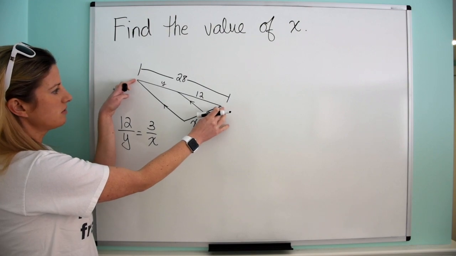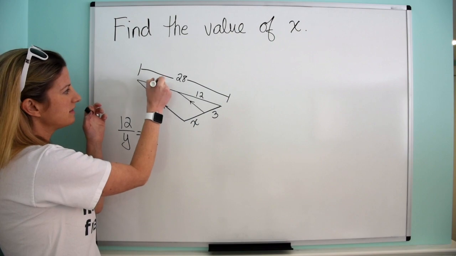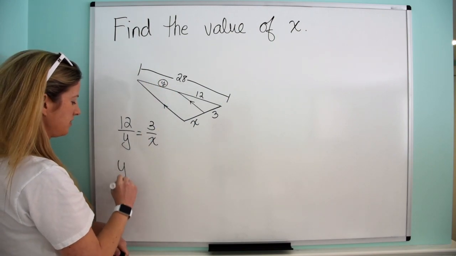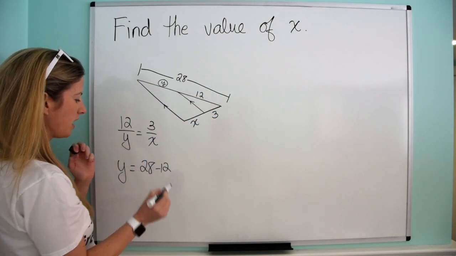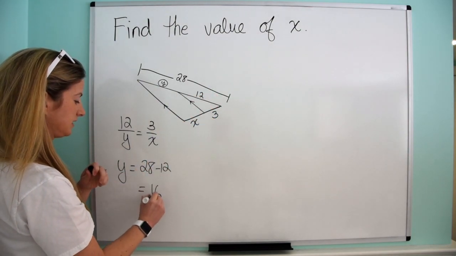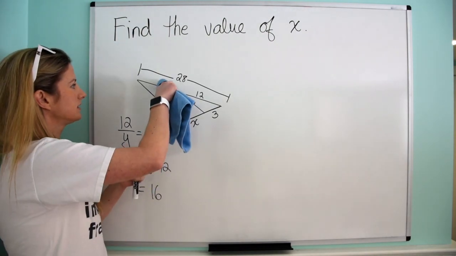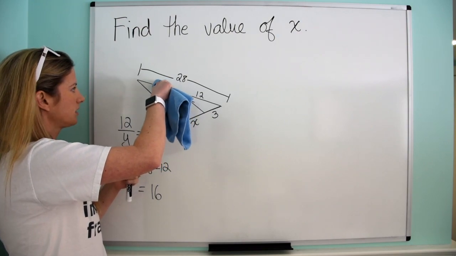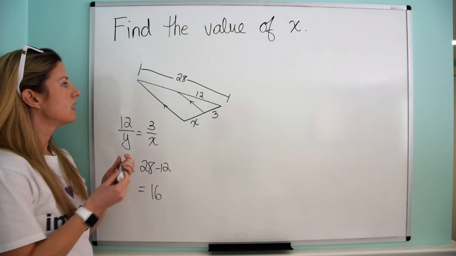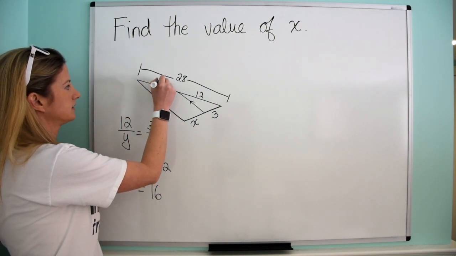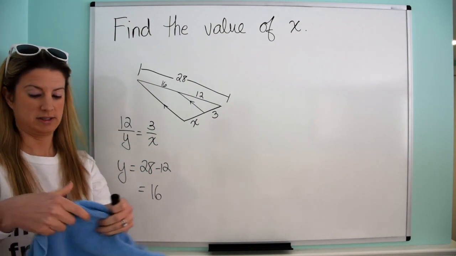Oh, look at this. If I know this whole side is 28 and part of the side is 12, then y, the remaining side, is just going to be 28, the whole side, minus this piece of the side, minus 12. And 28 minus 12 is 16. So instead of calling it y, I'm going to call it 16 because that's what it is. I'll erase that and replace it with 16. Perfect. Now I have what I need to set up my ratios.